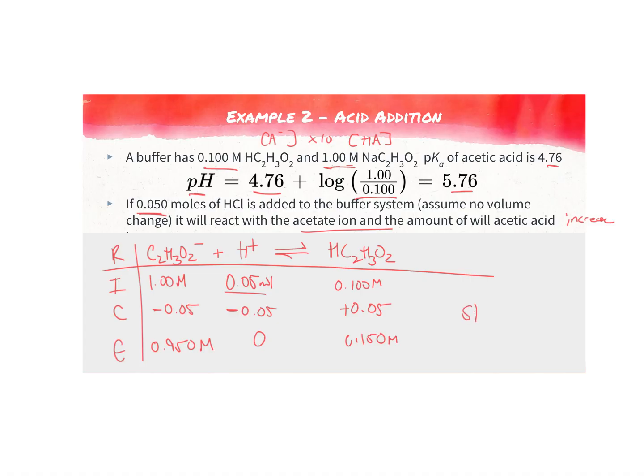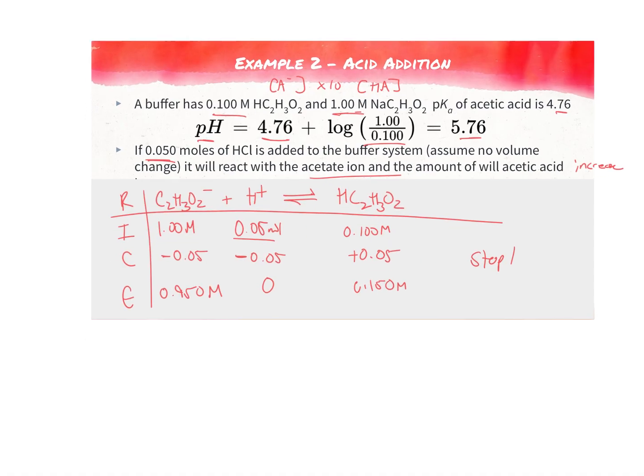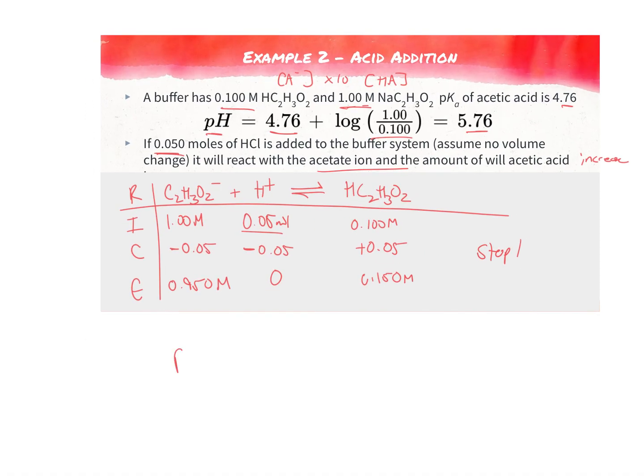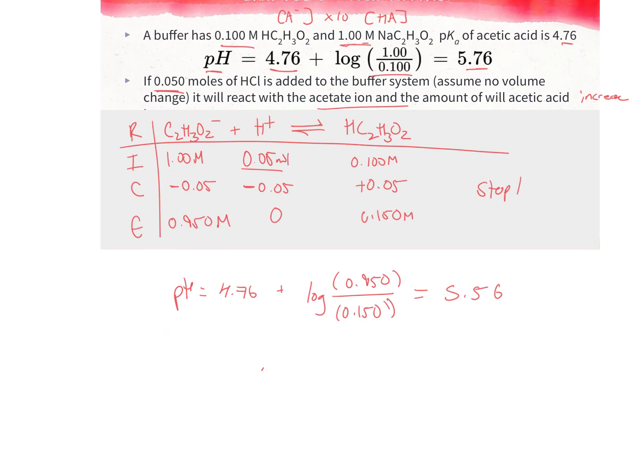And so that was step 1. Step 2 is to just use the Henderson-Hasselbalch equation. So our new pH, the pKa stays the same because that's just determined by the kind of acid we have. Plug everything in: 0.950 divided by 0.150. When we do that math, we get the new pH is 5.56. And so the change in pH here is actually 0.20, which is quite a lot.